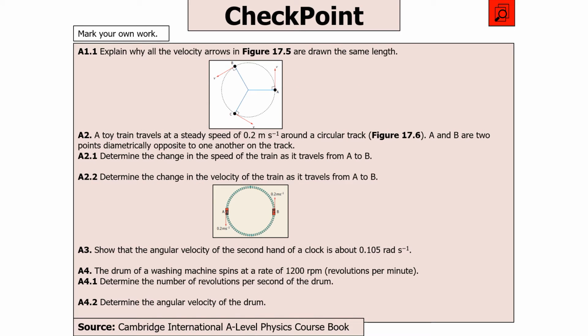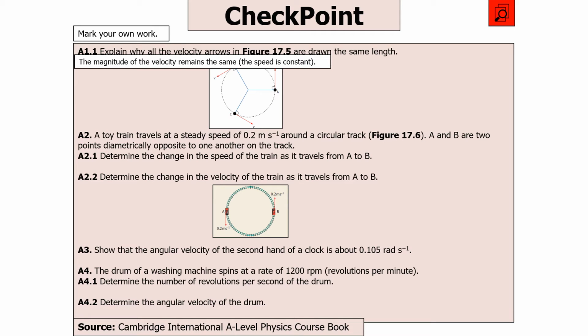Right, so in this first one, they're all the same length because on the vector diagram, the length of the arrow shows you the magnitude of the vector. So the magnitude of the vector is remaining the same because the speed in circular motion stays constant. It's the direction that will change.